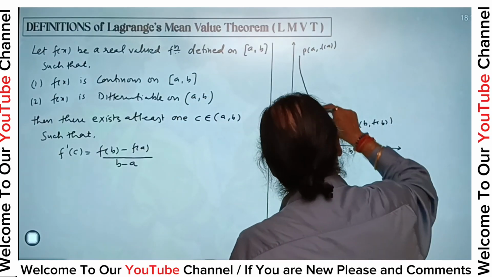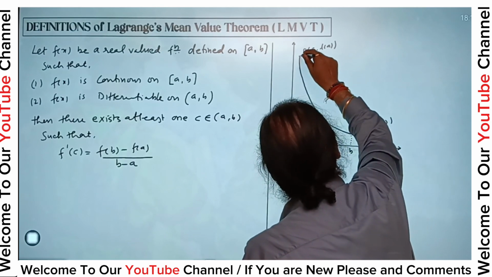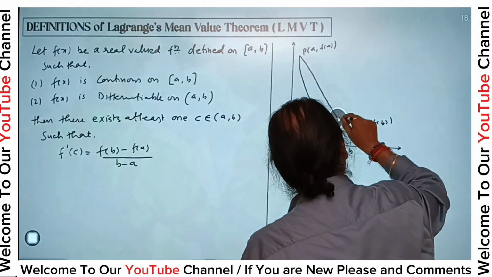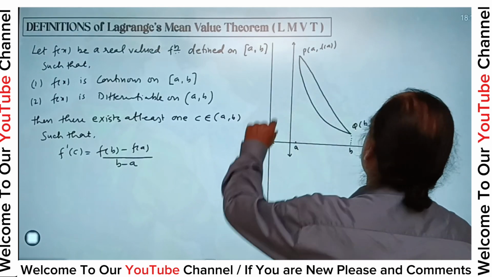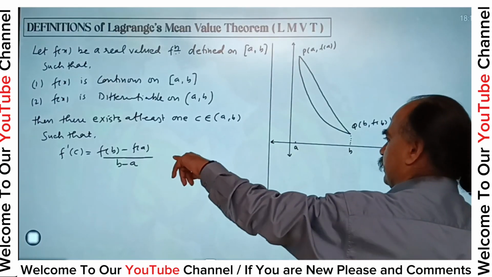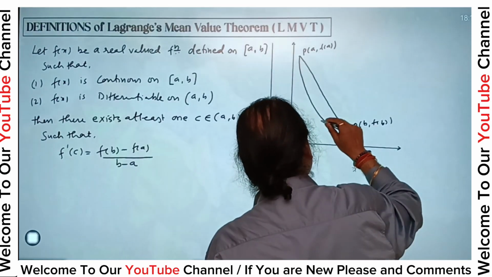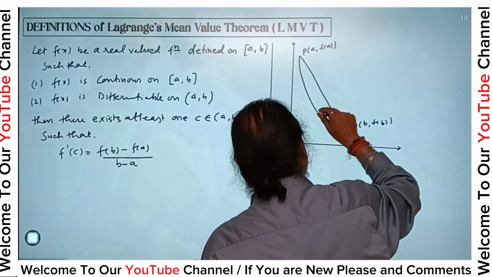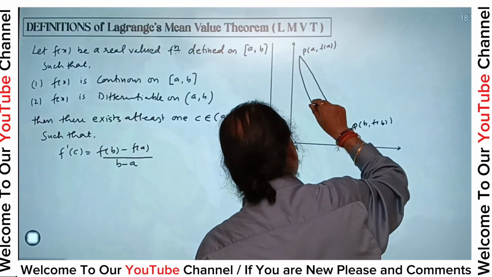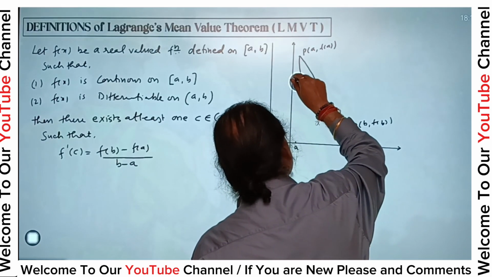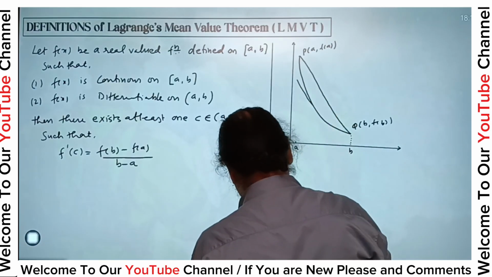So we'll get this is chord AB. So slope of chord AB is what? (f(b) minus f(a)) upon b minus a. In this case, there exists at least one c in this interval, so that the tangent at this point is what? Parallel to AB.